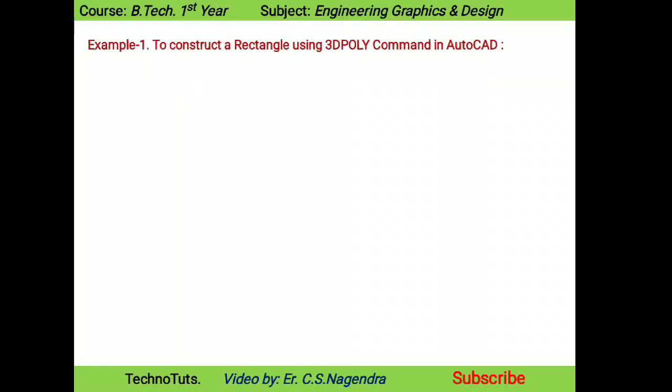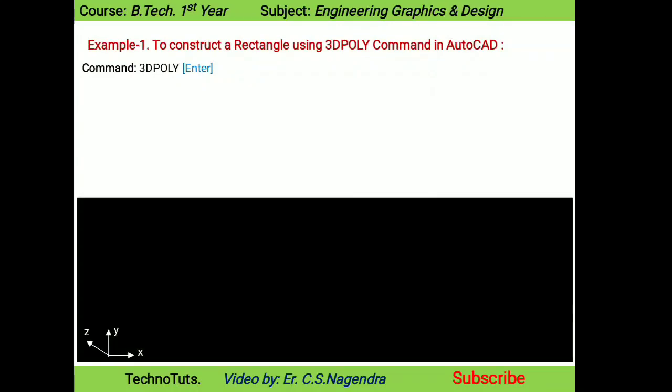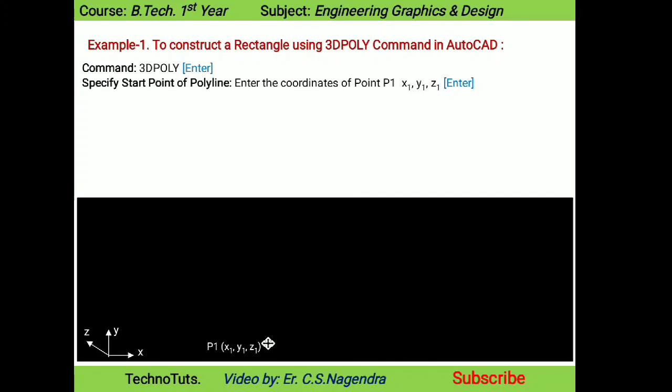Okay, let us take example number 1: to construct a rectangle using 3D poly command in AutoCAD. So at the command prompt type 3D poly and press enter key. The viewport will get activated on the screen. Now computer will ask you to specify start point of polyline. You have to enter the coordinates of point number P1, say x1, y1, z1. So type the coordinates and press enter key. You will see point P1 will be visible on the viewport having coordinates x1, y1 and z1.